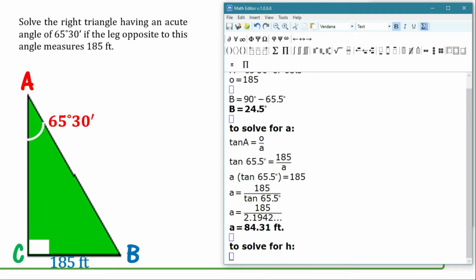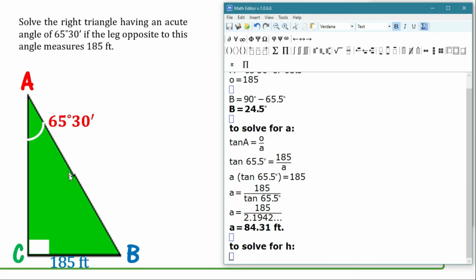So, to solve for H, mas maganda kung gagamitin pa rin natin yung given natin kanina dun sa problem, which is the acute angle which measures 65 degrees and 30 minutes or 65.5 degrees, at saka si opposite side which measures 185 feet. Okay, so ano kaya dun sa trigonometry or 3 basic trigonometric functions yung nagko-contain ng opposite side at saka ng hypotenuse, since si hypotenuse yung hinahanap natin.